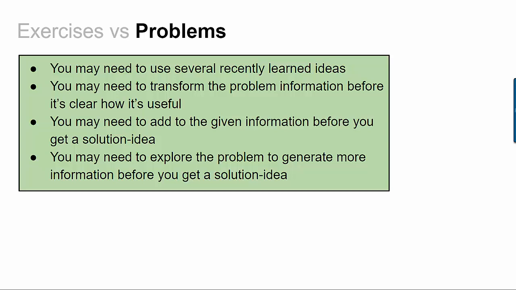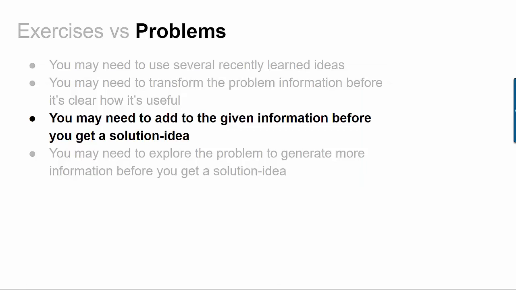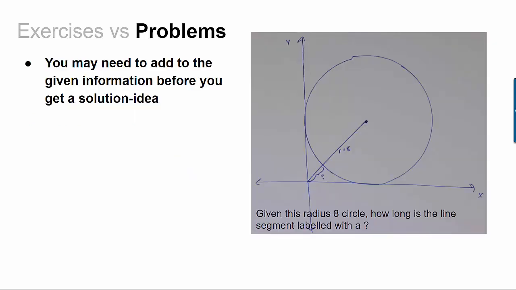So I want to zoom in on just this aspect. What if you have a problem where you need to add to the given information? What does that mean? What does that look like? For me, this is kind of a classic Algebra 2 problem. And why don't you give it a little thought and try it before you watch the rest of the video.